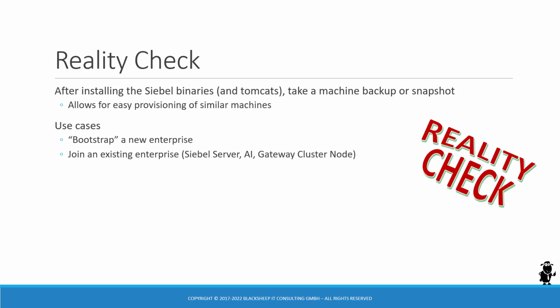So in case you want to have a bigger enterprise, you can just spin up additional machines using that image that you save at this point in time. The use cases include, for example, setting up an entirely new enterprise, bootstrap it, so to speak, or join an existing enterprise when you need a new Siebel server, a new AI, or a new gateway cluster node. You simply create an instance of that machine snapshot, and you have a ready-to-use machine where you simply start up the Tomcat services and then make it part of the enterprise.